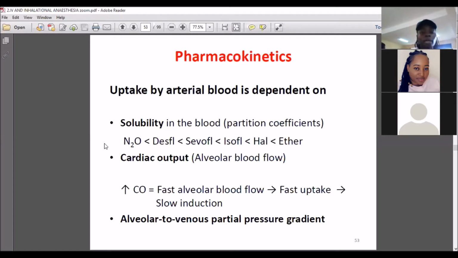The uptake by arterial blood is dependent on the solubility in the blood, and this shows which of these agents is more soluble than the other. Then it also depends on the cardiac output, meaning alveolar blood flow. An increase in cardiac output will lead to faster alveolar blood flow, therefore faster uptake and then slow induction. It will also depend on the alveolar to venous partial pressure gradient.